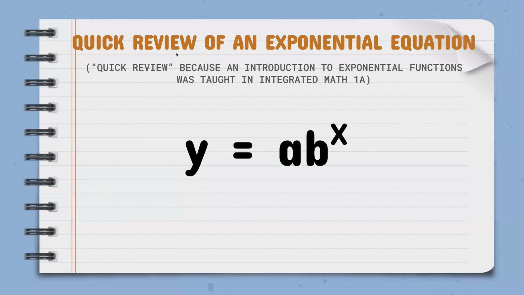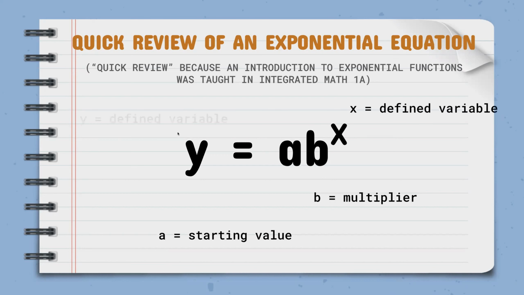As a quick review of an exponential equation, and it's quick because you actually had an introduction to exponential functions in chapter 5 of Math 1A. But to review it, make sure we're all on the same page. A is your starting value. It's your y-intercept. It's your initial value. It's what you start with. B is your multiplier. It's what are you doing to each term? What are you multiplying it by each term?